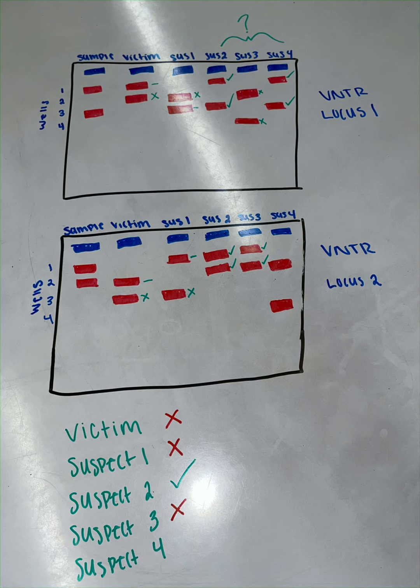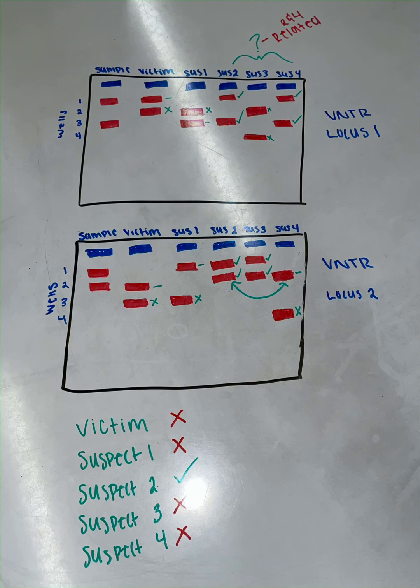Lastly, we take a look at suspect 4. We see in the first locus that the bands match both the sample and suspect 2. This could mean suspect 4 might have also left the hair, or the 2 suspects are possibly related. To determine which it is, we must also look at locus 2.